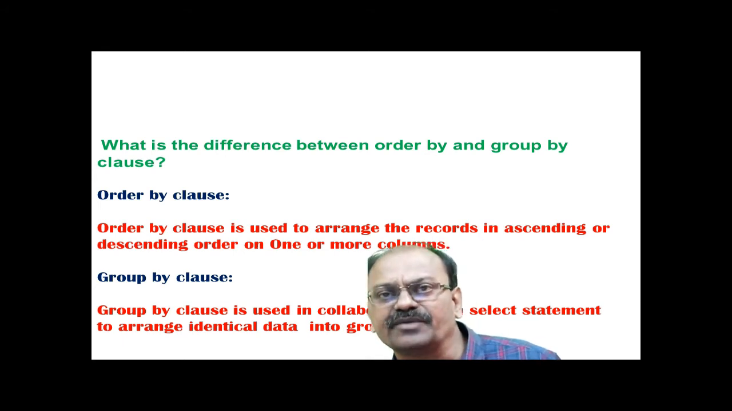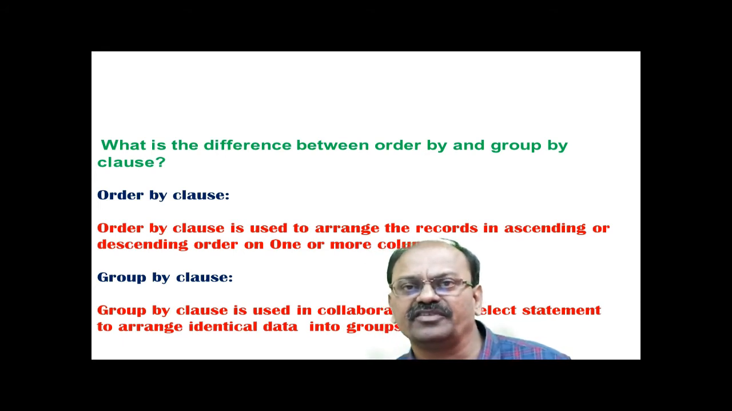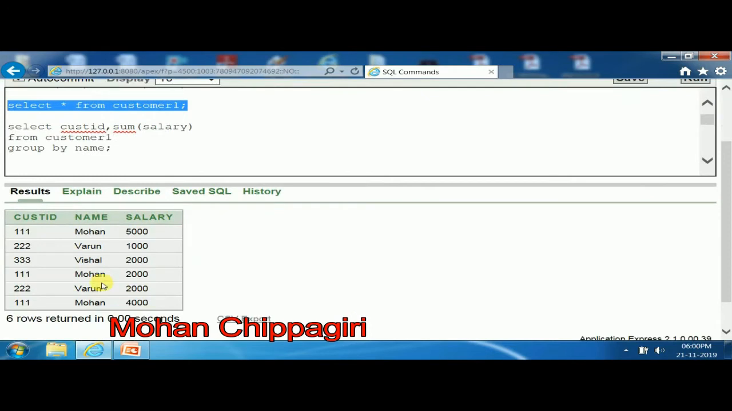Now we will go for a demo of the group by clause. We have seen order by clause and group by clause, and sum, average. A table is there containing customer ID, customer name and salary. Here the customers are repeated; this Mohan is repeated. I want to sum up on the basis of the group by clause with the group function. I want the sum of the salaries of individual employees.